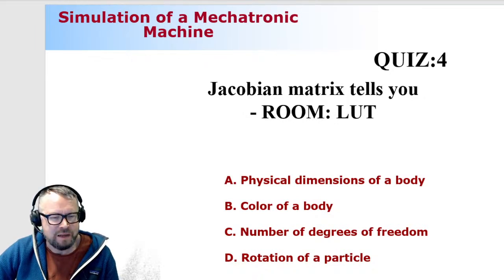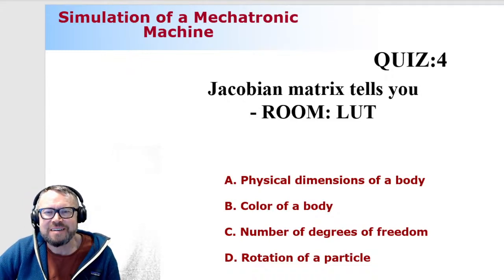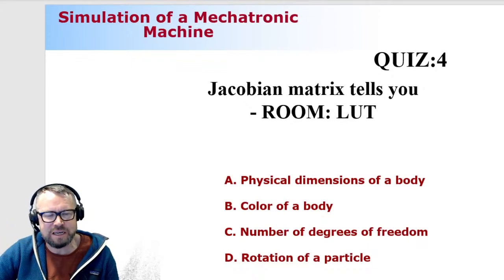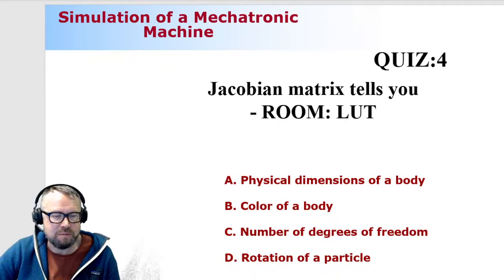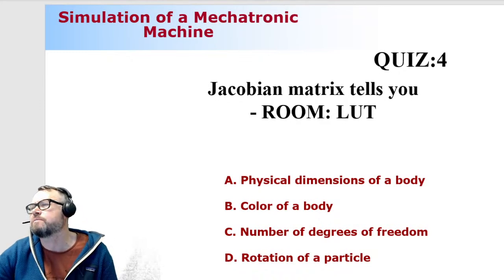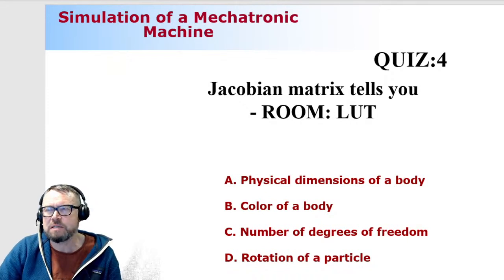So I'm just checking what you guys are saying in the chat window. Not sure if I follow you. It's kind of hard to focus on the explanation and at the same time look at the chat window. But anyway, it's not the physical dimension of a body. Color of the body has nothing to do with this, and no one, which is great, is voting for that option. That makes me happy.